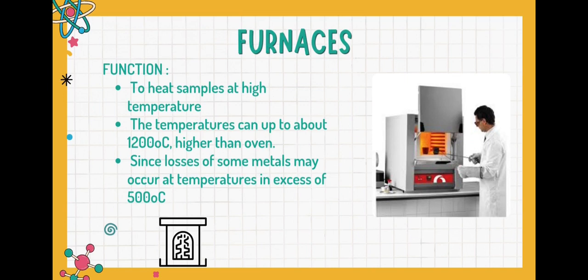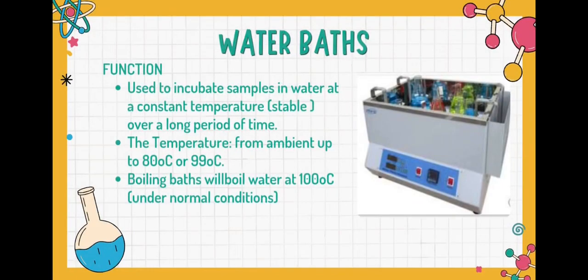Furnace function: to heat samples at high temperature. The temperature can go up to about 1200 Celsius, higher than an oven, since oxidation of some metals may occur at temperatures in excess of 500 Celsius. Water bath function: used to incubate samples in water at a constant, stable temperature over a long period of time. The temperature ranges from ambient up to 80 Celsius or 99 Celsius.